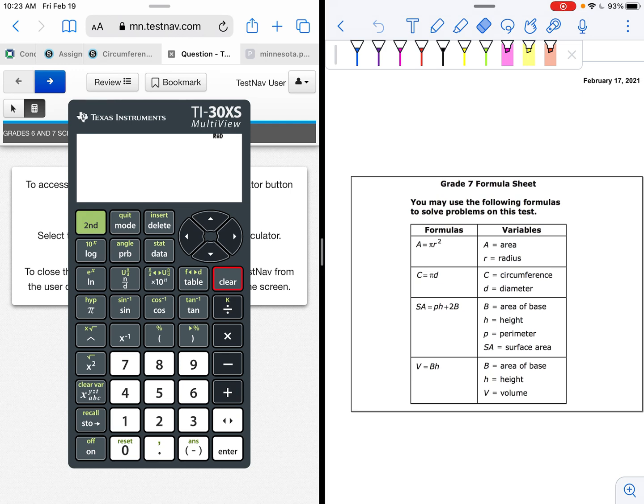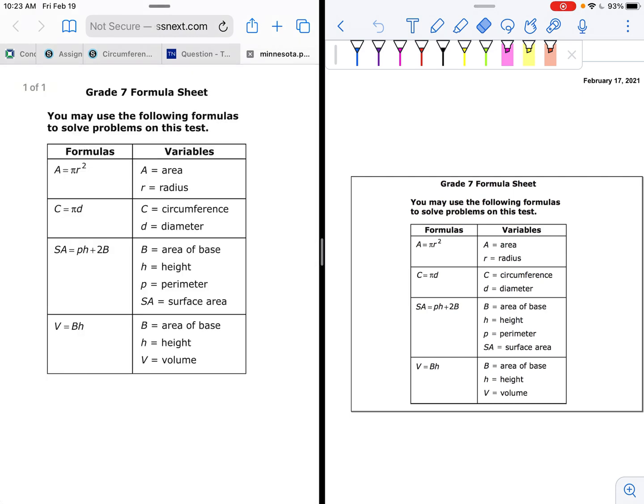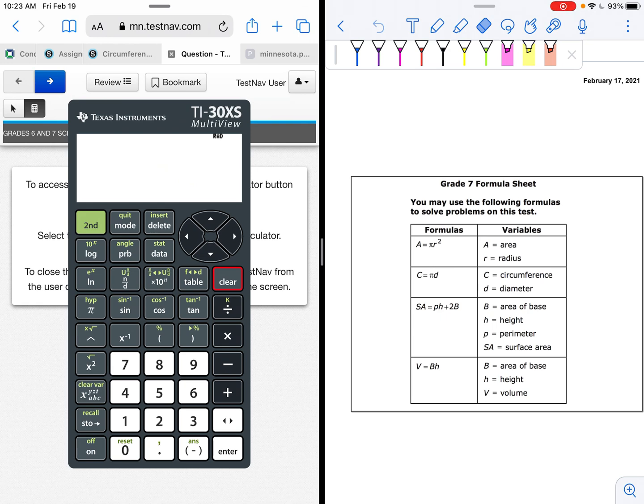So if you have a way to print this off at home, that would be optimal, and keep it next to you and you can make notes on it. You can see on the other side of my screen I have a calculator, but I also have the formula sheet. So we will be using that, kind of going back and forth between the two things. So you should have a calculator and the formula sheet.